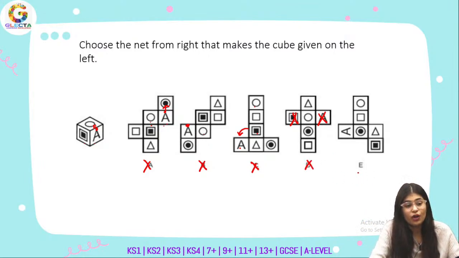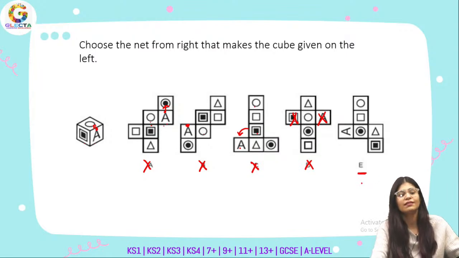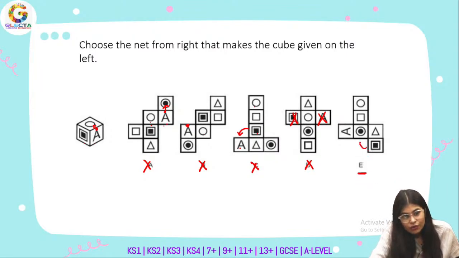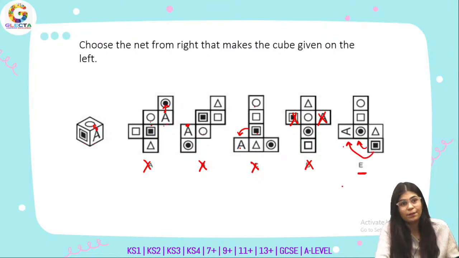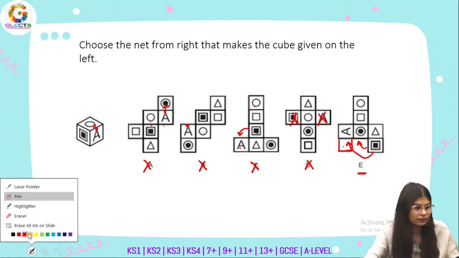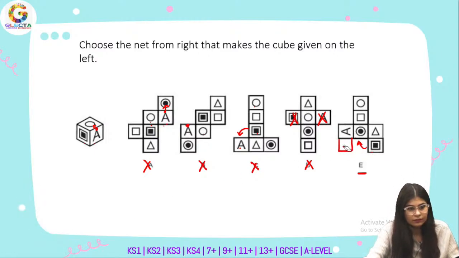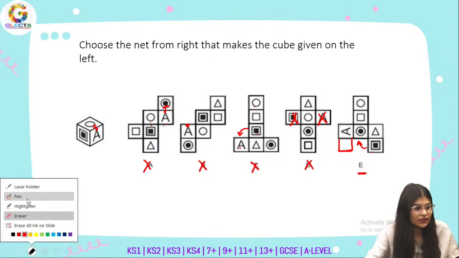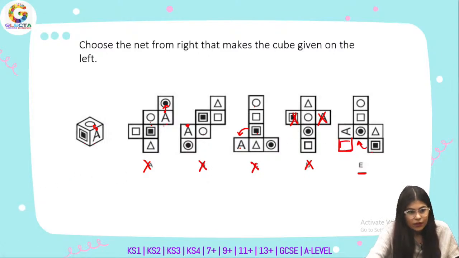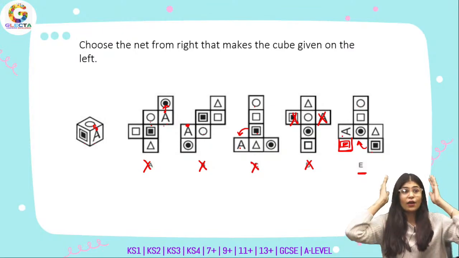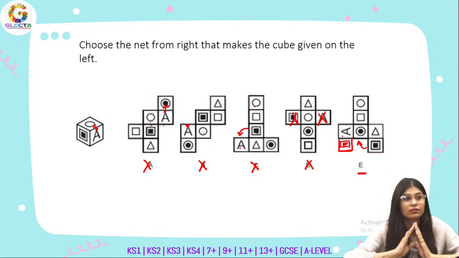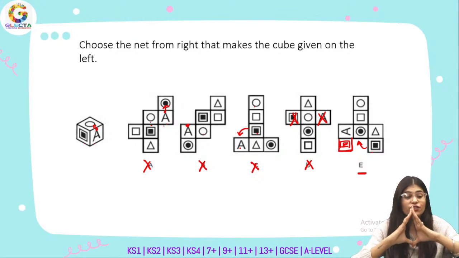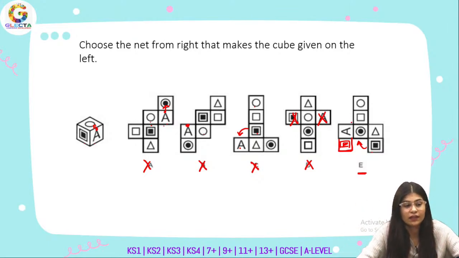Now for those who do not understand how it is E, let's look at this. So rotate, rotate. The square will come beside A. Yeah, it will come here. Once the square is here, there goes my square. Let's try and bring the circle. Now I want you guys to imagine as much as you can.